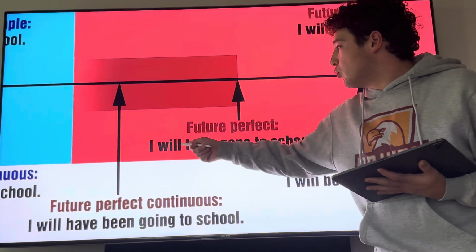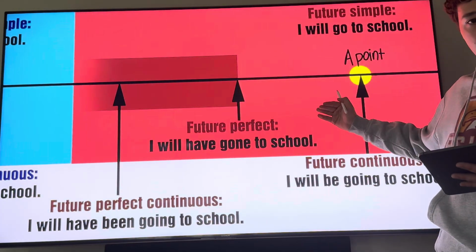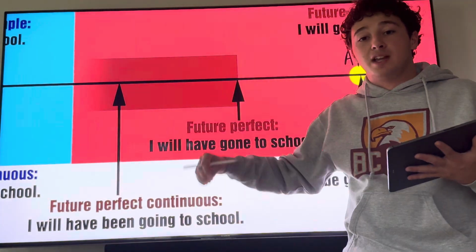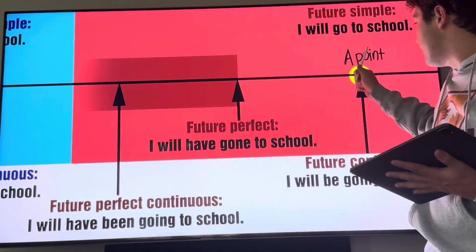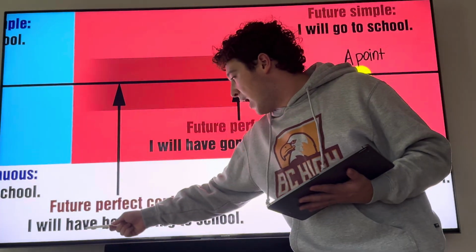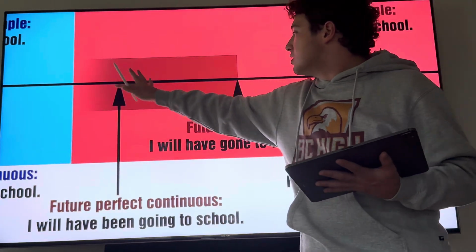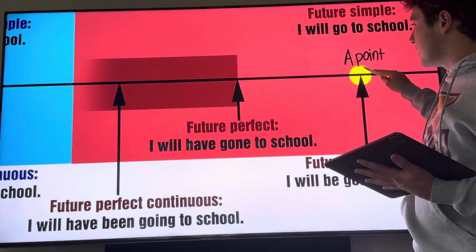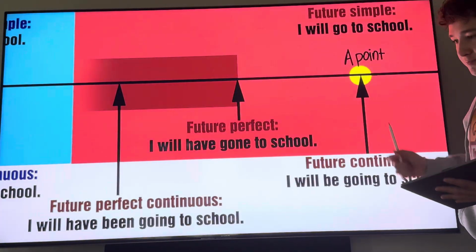Future perfect, I will have gone to school, is the same thing. It is in the future, but it is a specific action in the past before a certain time. So, I will have gone to school. This is future before this point. And then, future perfect continuous, I will have been going to school through this entire stretch of time. Future perfect is just here at this time, before this. Future perfect continuous is this whole period before this.